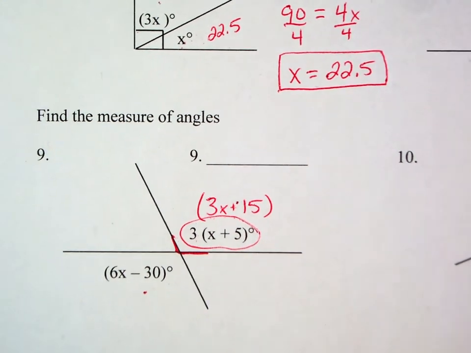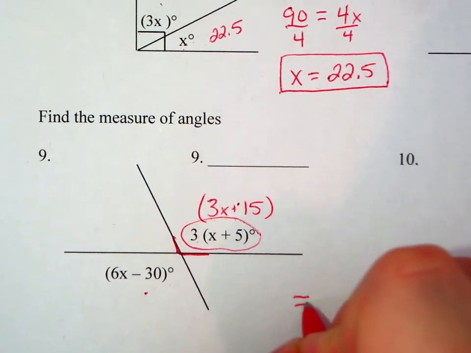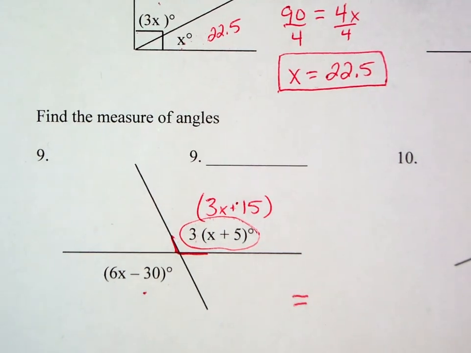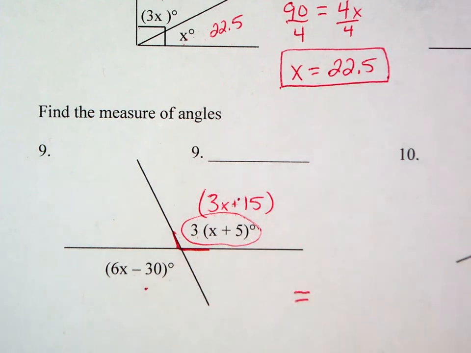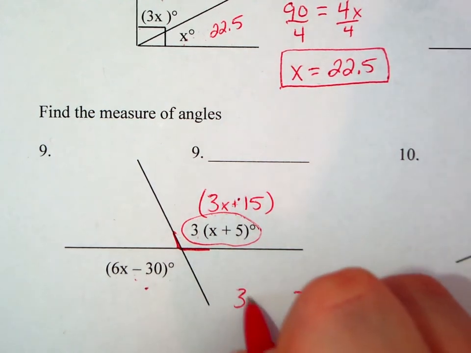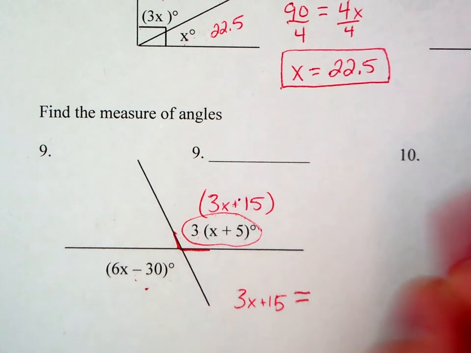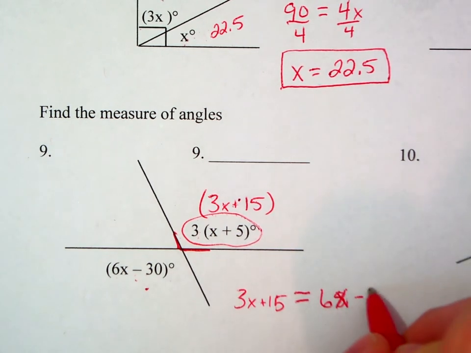We know that vertical angles are always congruent, which means that they equal each other. So I'm going to put my equal sign first. And since they equal each other, I can set each expression equal to the opposite expression. So 3x plus 15 is equal to 6x minus 30.